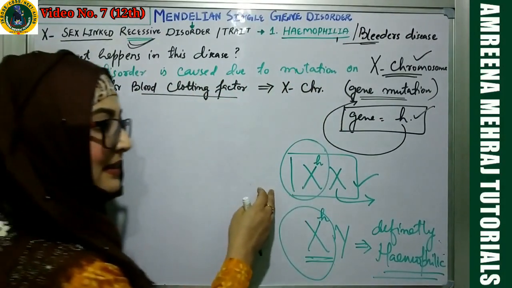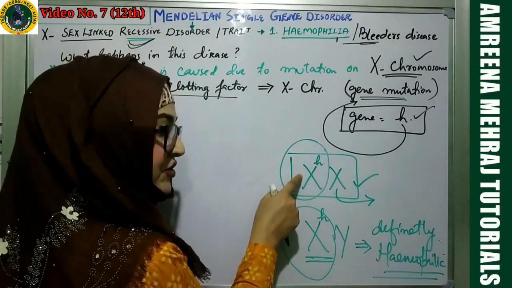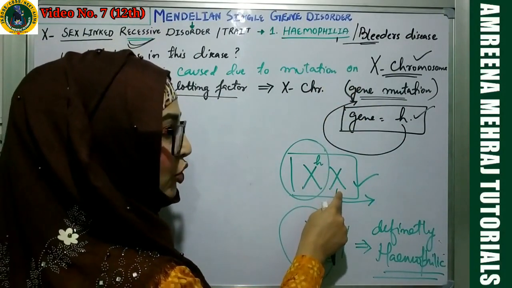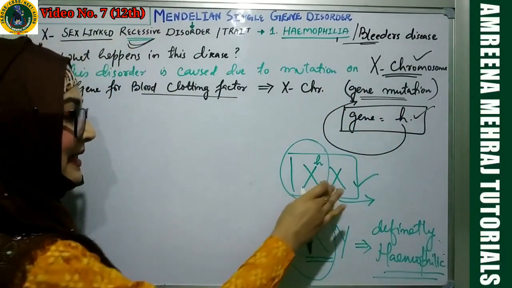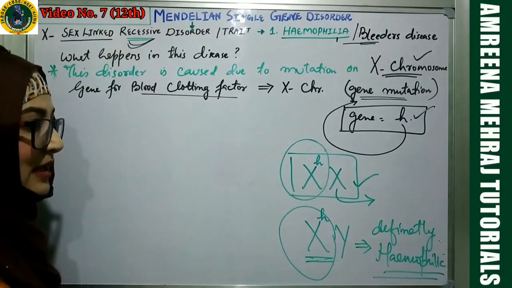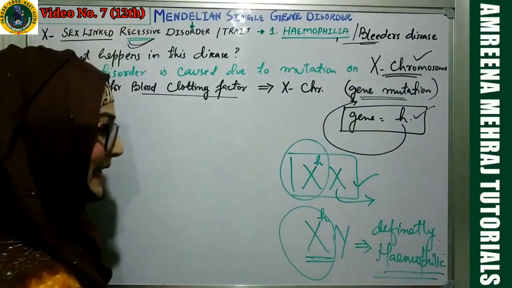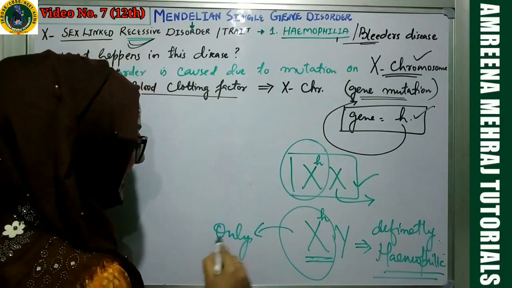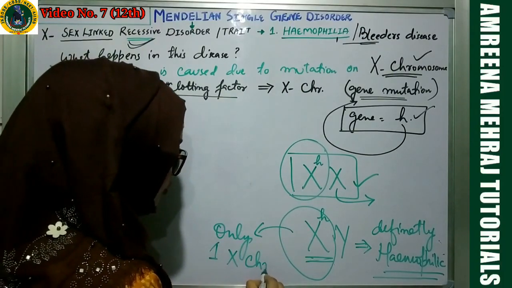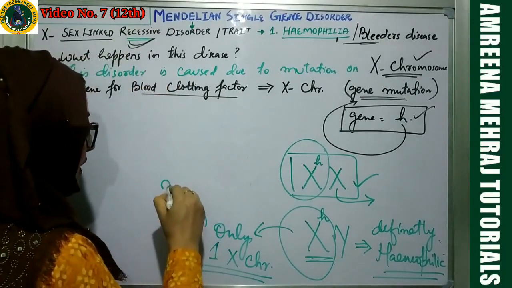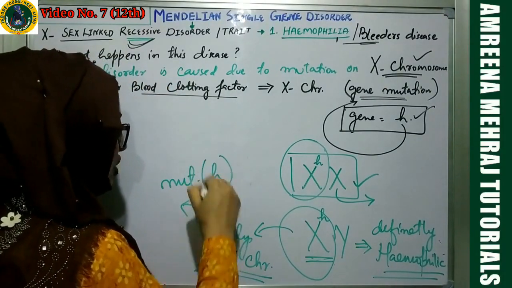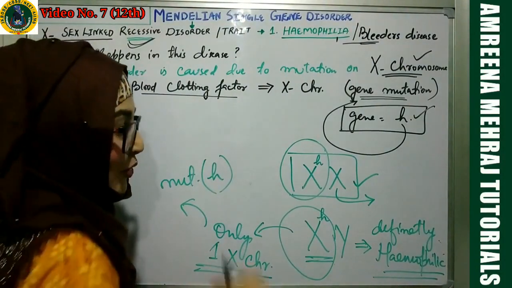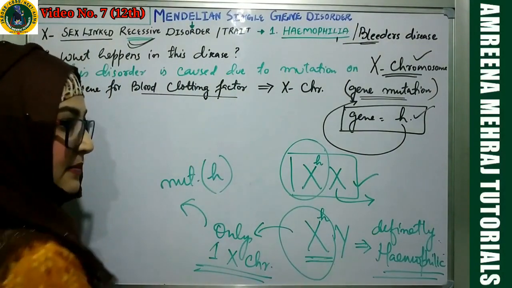So in female, if she has mutation on one X, she is safe because the other homologous chromosome will save her. The other homologous chromosome will form the blood clotting factors because that gene is correct. But male has only one X chromosome. What is the problem? So if there is a mutation for gene H in male, male is not going to be safe because the homologous chromosome is absent. He has Y. Y doesn't bear this gene.